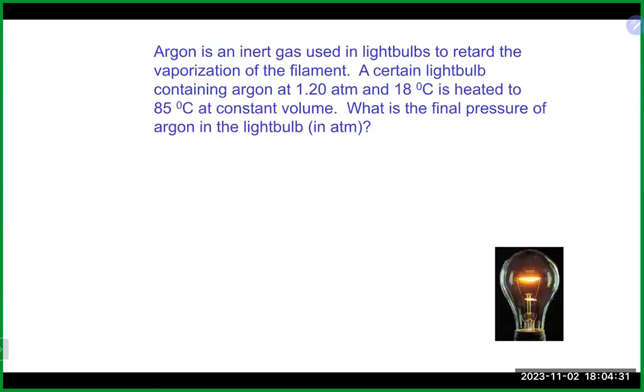All right, so one more here. Argon inert gas. We have one that has a pressure of 1.2 atmospheres at 18 degrees Celsius, and it goes to 85 degrees Celsius. What is the final pressure in this case?